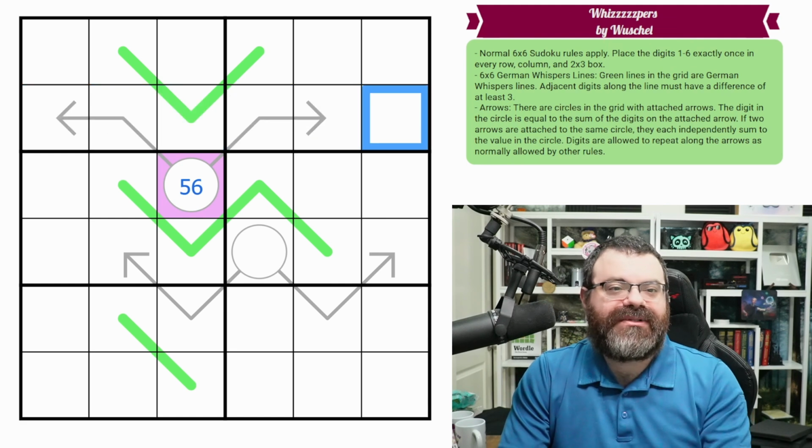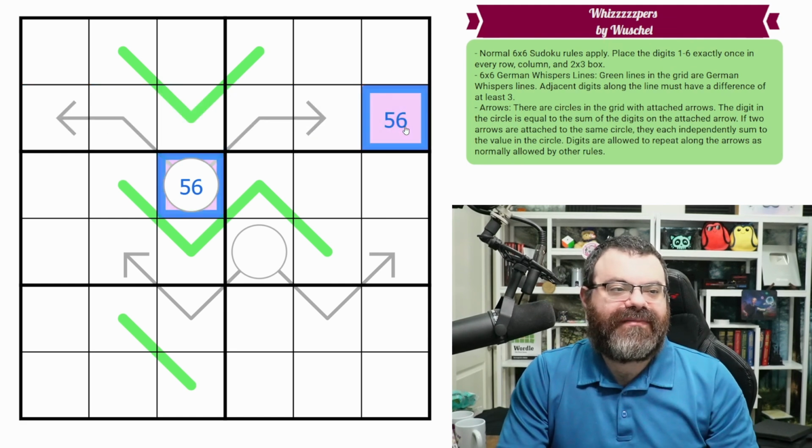So purple's not in any of these cells, which means this is our purple 5, 6. These two digits are the same digit.